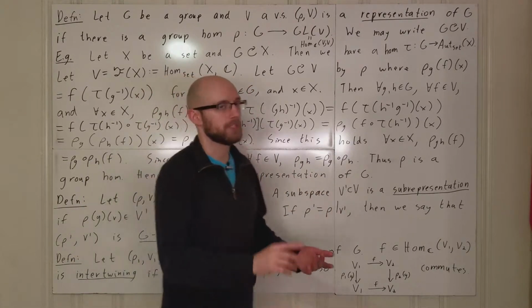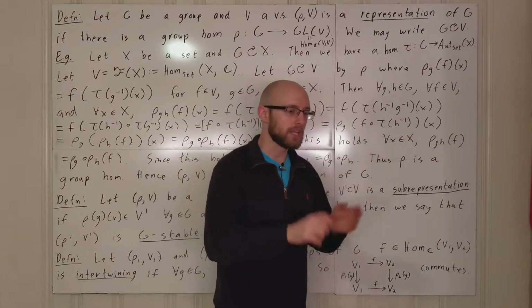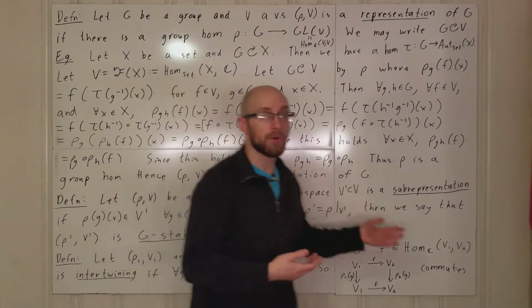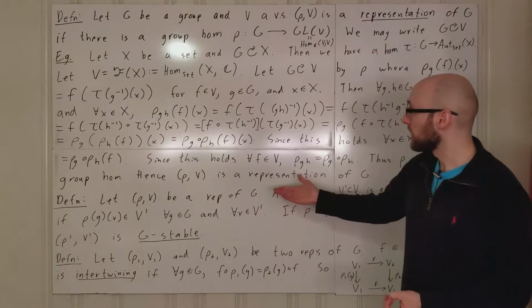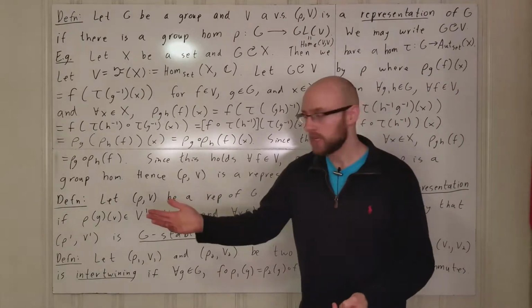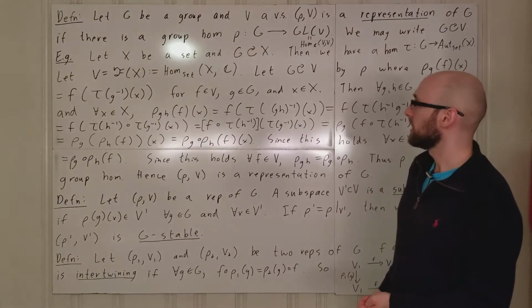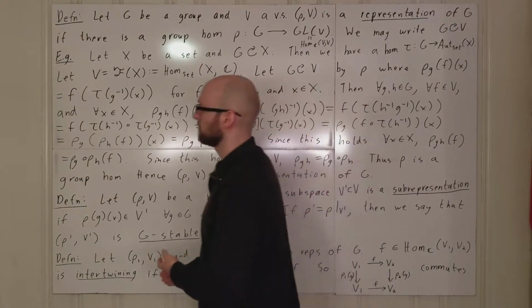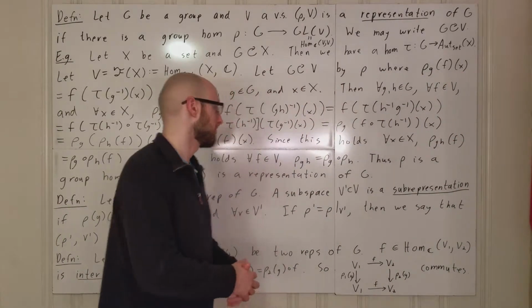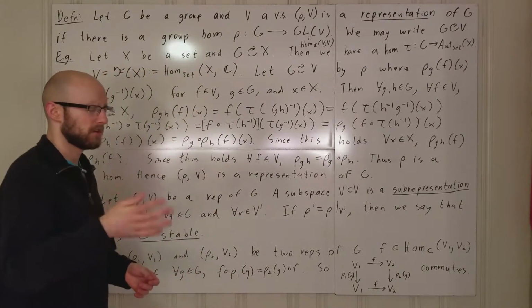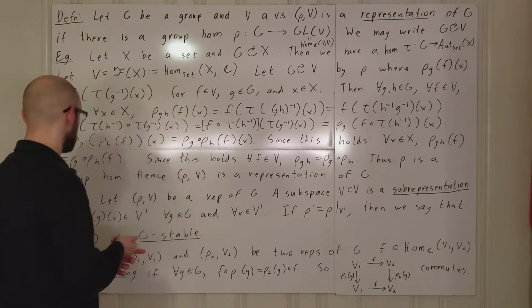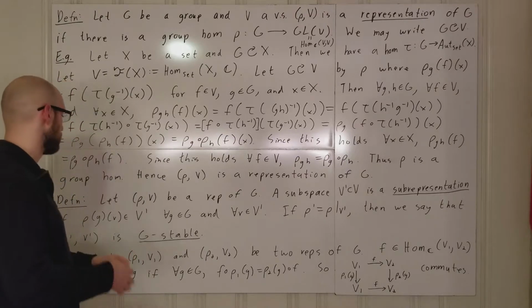And this holds for every single G and H in G, which means that rho is a group homomorphism, and hence rho comma V is a representation of G. And that's how that proof works. Okay, so there's an example of a group homomorphism, of a representation. Okay, so that's a representation.